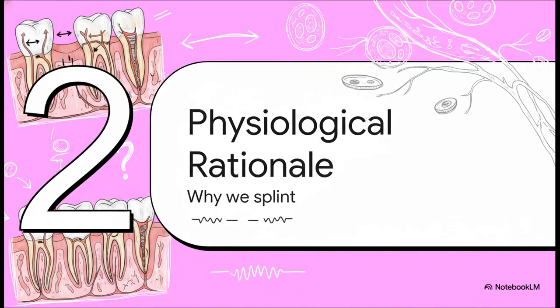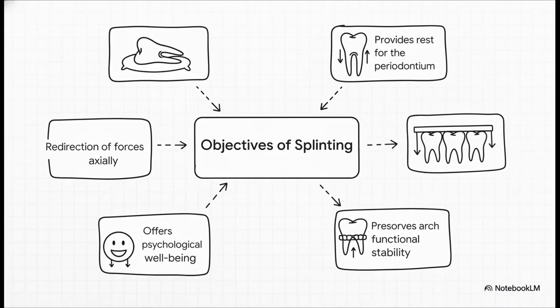Moving right along to Section 2, the physiological rationale. Let's look at the biological mechanics happening beneath the surface before we even touch the clinical hardware. Okay, these are our primary physiological objectives. First and foremost, we are desperately trying to give the periodontium a rest. I mean, human jaws can generate up to 200 pounds of force when chewing.